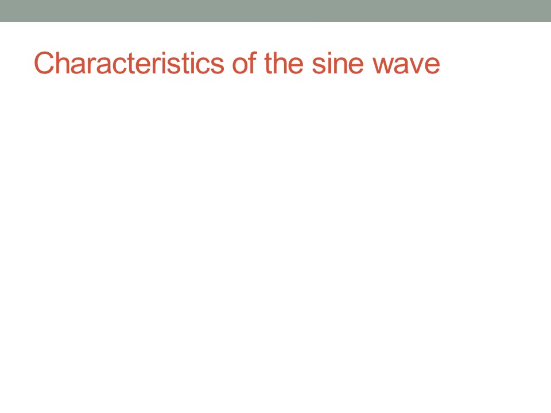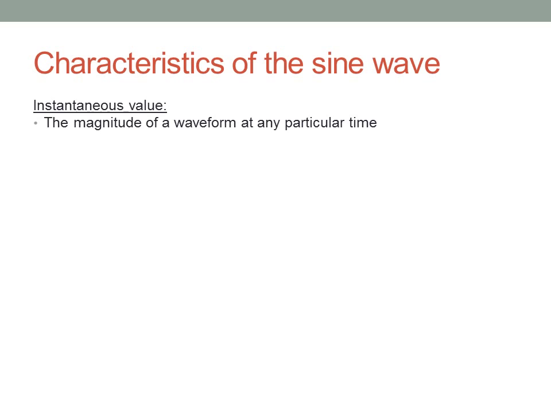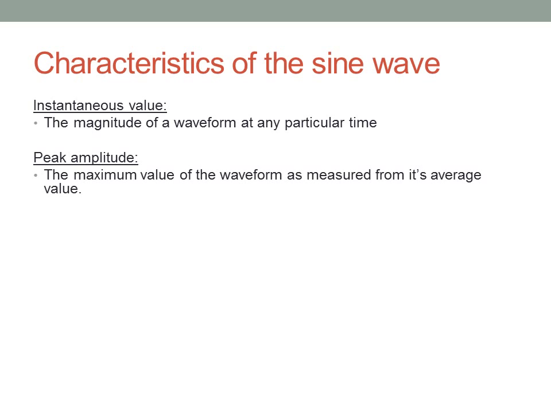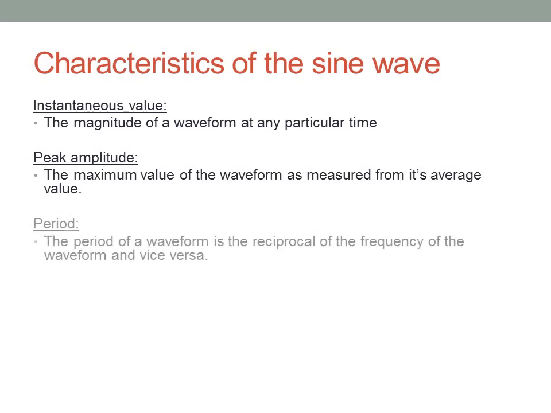Here are some characteristics of the sine wave. The instantaneous value is the magnitude of a waveform at any particular time. The peak amplitude is the maximum value of the waveform as measured from its average value.